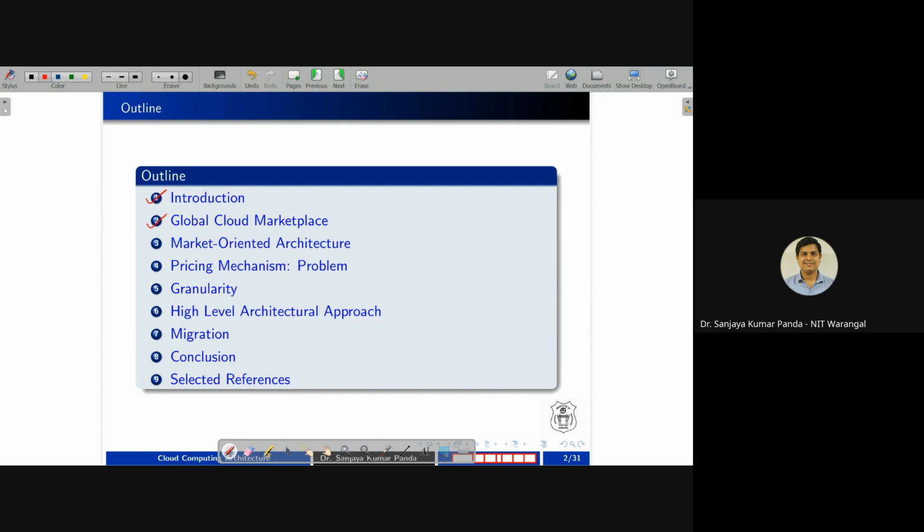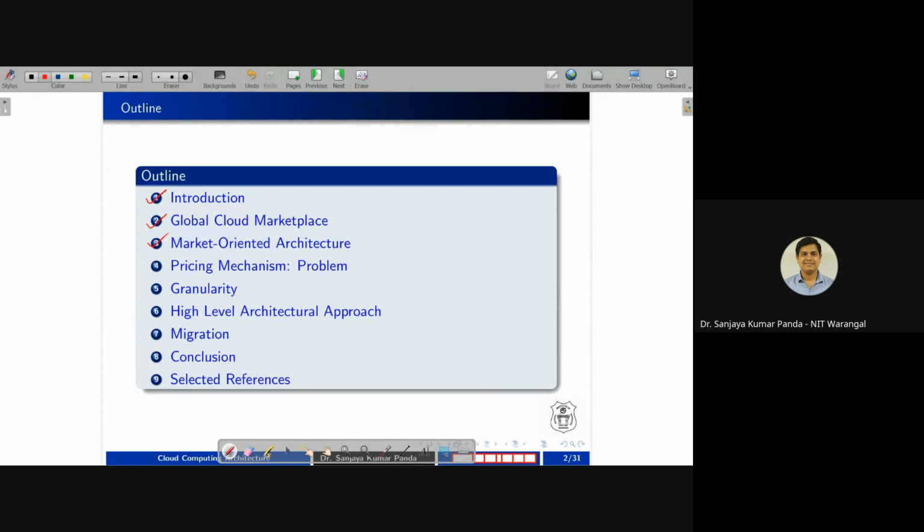Then I'll tell you about a very popular architecture proposed by Professor Kumar from the University of Melbourne. They call that architecture the market-oriented architecture. If you go for Amazon Web Services, AWS, or Google Cloud, or IBM Cloud, every cloud has an architecture. Similarly, based on the market perspective, they developed one architecture that is called the market-oriented architecture.